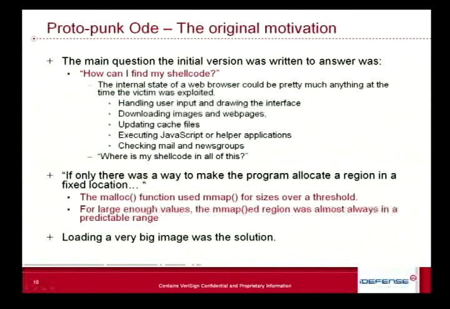I thought, well, how can I make the program use one fixed place? The way malloc works is, once a certain threshold is reached for the size, it uses mmap to allocate a region. And if you make the region large enough, it tended to be in a predictable space. So I could just use any return address which was in that range.